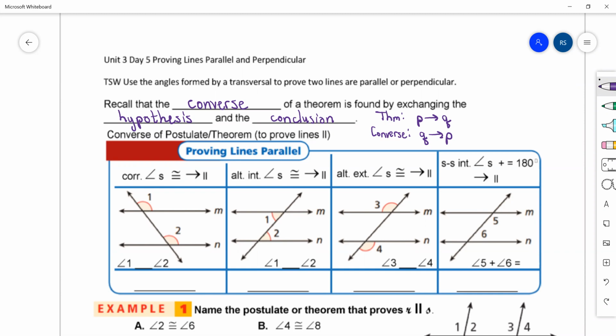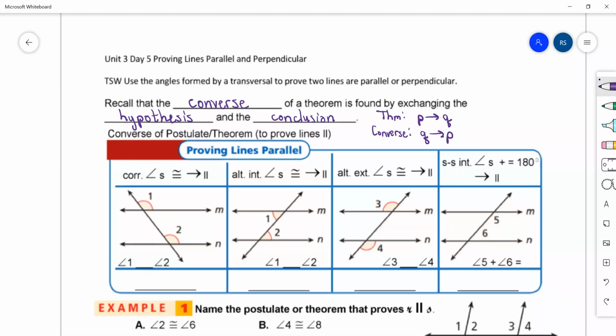So let's look at this chart here. They tell us that these two angles are corresponding. That's what this CORR abbreviation is. That stands for corresponding. So if the corresponding angles are congruent, then the lines are parallel. So they tell us angle 1 and angle 2 are congruent. Therefore, line M is parallel to N.